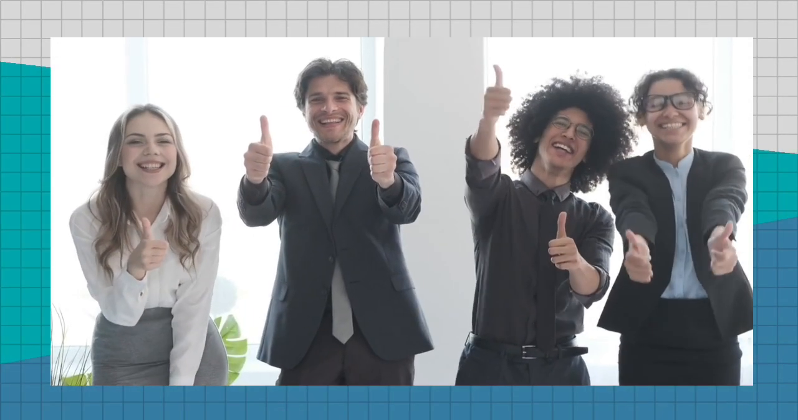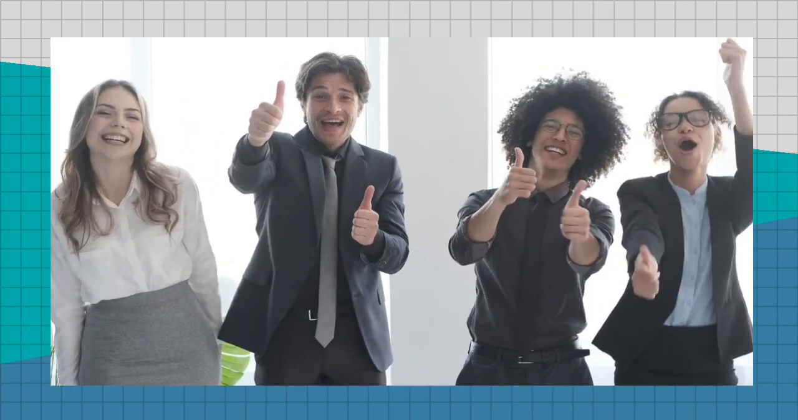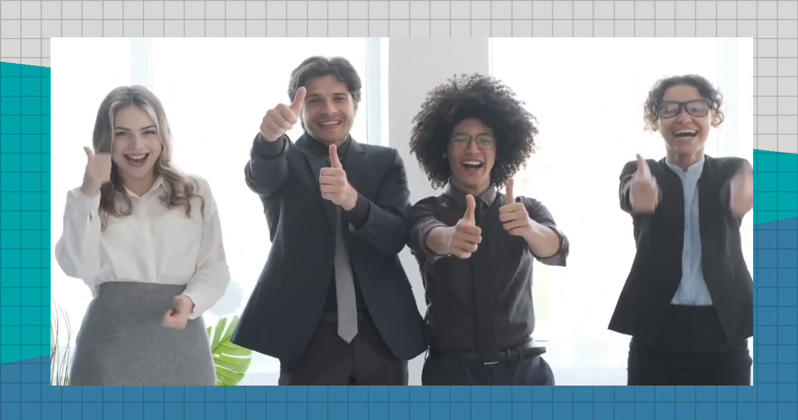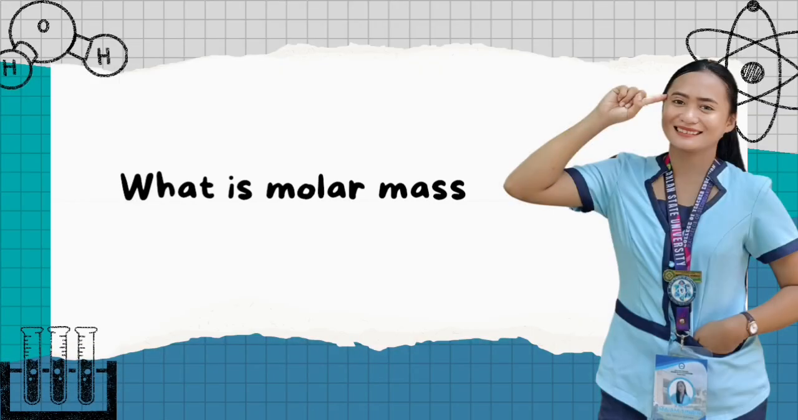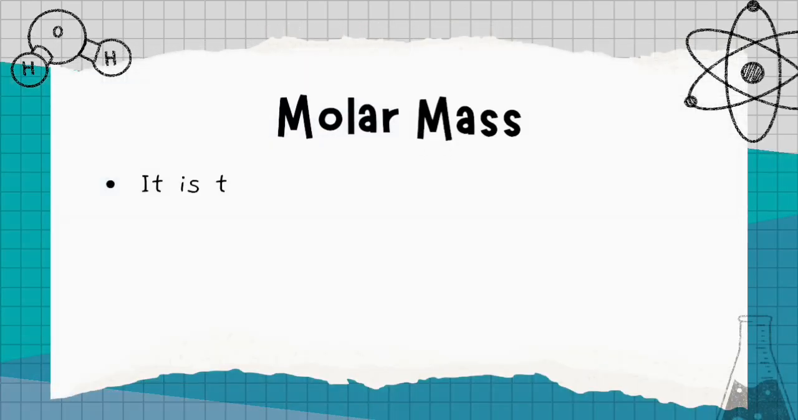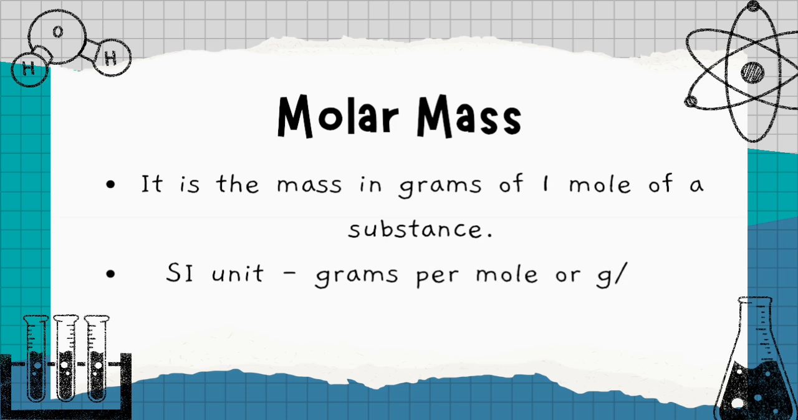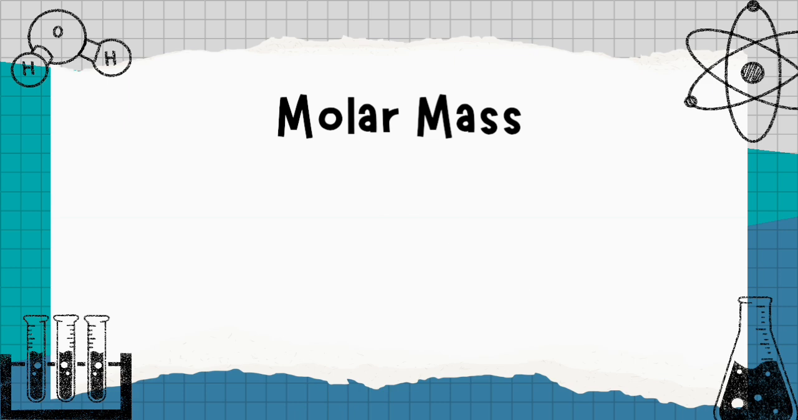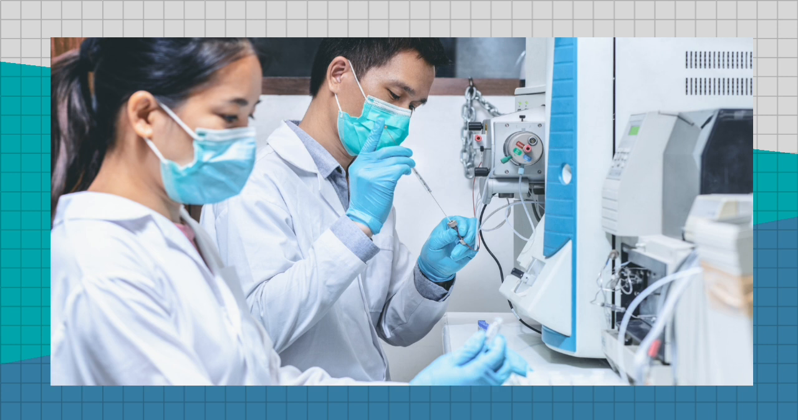Good. So now that you understand how to find the molecular mass or formula mass, let's proceed to the molar mass. What is molar mass? Molar mass is the mass in grams of 1 mole of a substance. The SI unit is grams per mole or g/mole. In grams of 1 mole of a substance is called the molar mass of the substance.